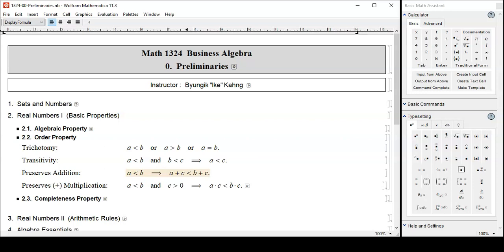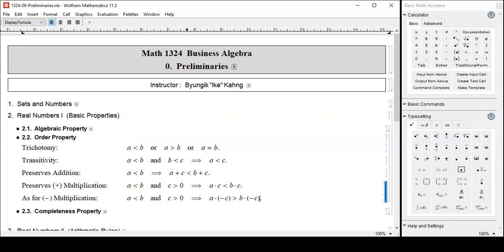Now, inequality preserves addition. If you add the same thing to both left-hand side and right-hand side, still right-hand side is bigger. Finally, preserving the multiplication of a positive real number. Multiply the same positive number to left-hand side and right-hand side, then we have the same inequality, same direction. Now, what if you multiply by a negative real number? In that case, we have to flip over the direction of inequality, and I don't think it's wise to go through the proof of this at this level, so just remember it as a property.